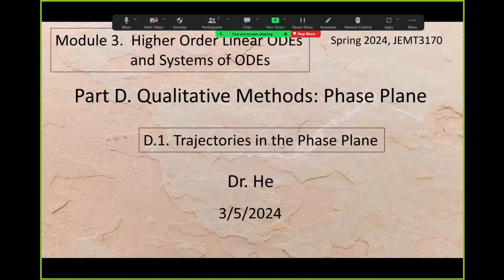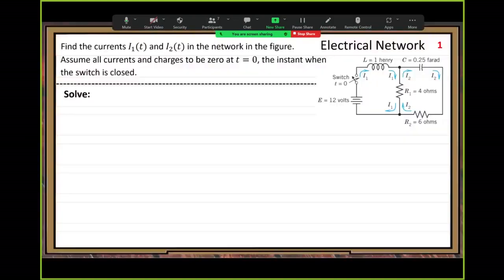D.1, trajectories in the phase plane. So we draw graphs. Here you can see we draw graphs. From the graphs we want to see some special properties for some of the ODEs.